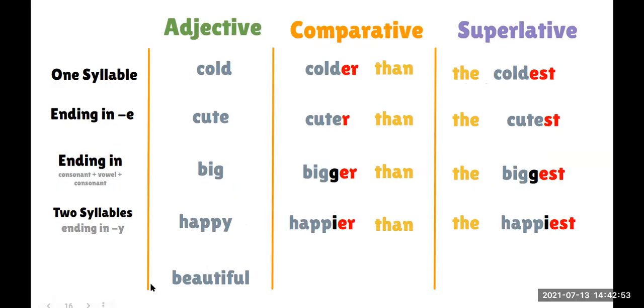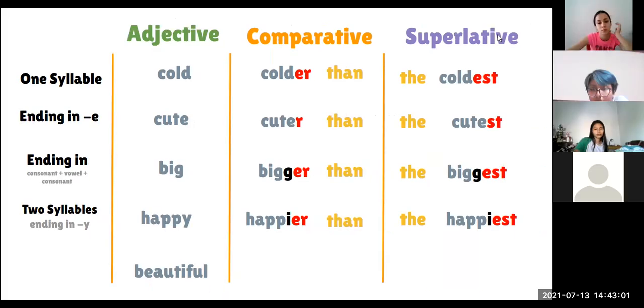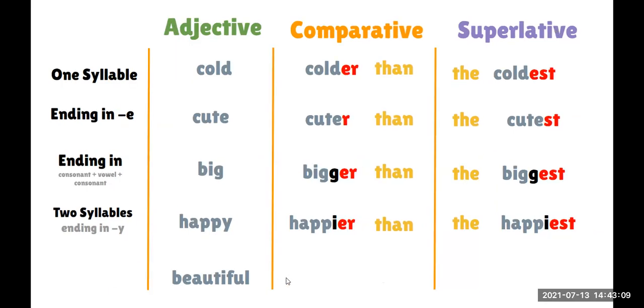Okay, then we have beautiful. Yes? Listen, when I was a child, I was happier than now. Very good. When I was a child, I was happier than now. Very good. Okay, what about beautiful? How many syllables do we have in beautiful? 3. 3, right? 3 syllables.